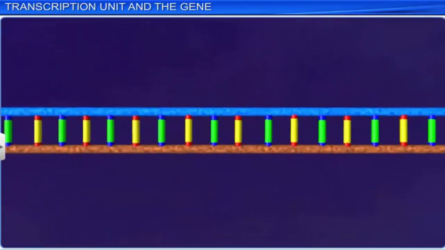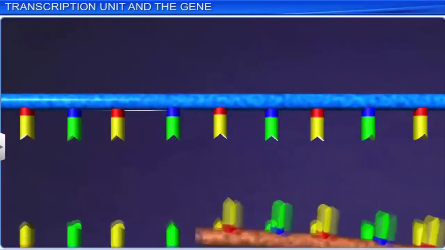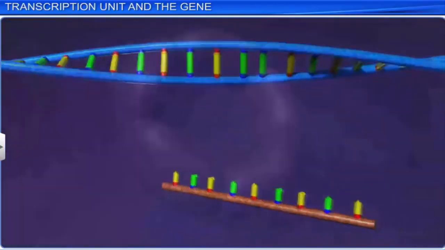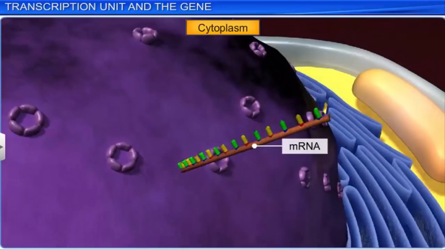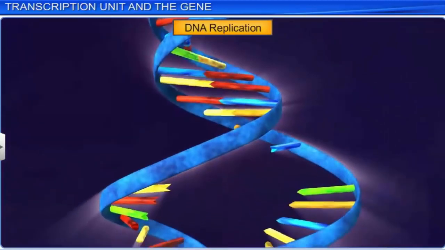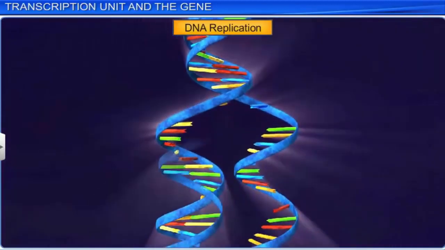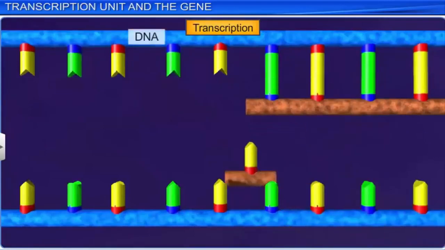It is governed by the principle of complementarity, with one exception, that adenine now forms base pair with uracil instead of thymine. Messenger RNA carries the genetic information to the cytoplasm for protein synthesis, and hence it gets the name messenger. The transcription process is different from DNA replication. In replication, the total DNA of an organism gets duplicated, while in transcription, only one DNA strand gets copied into RNA.